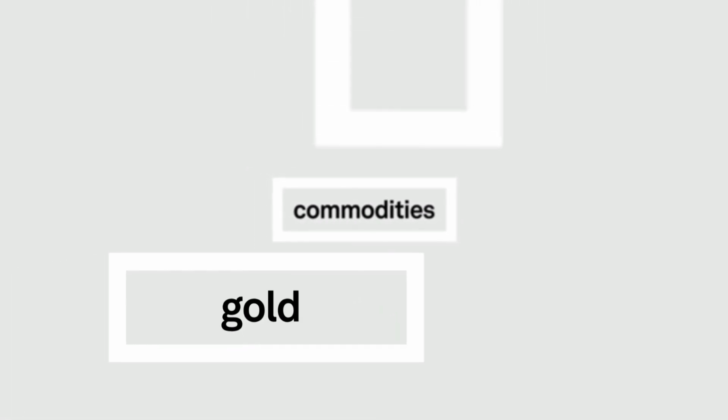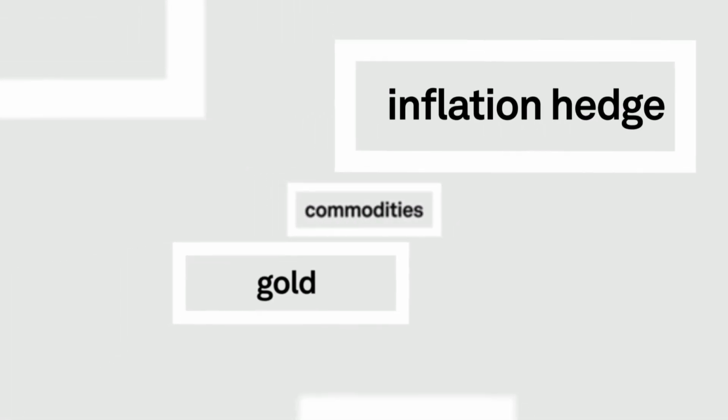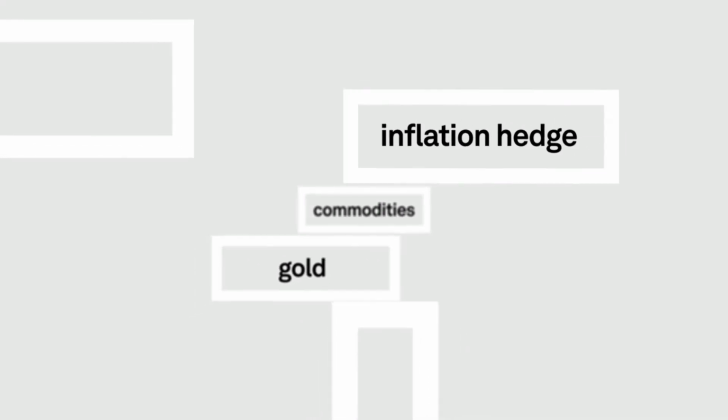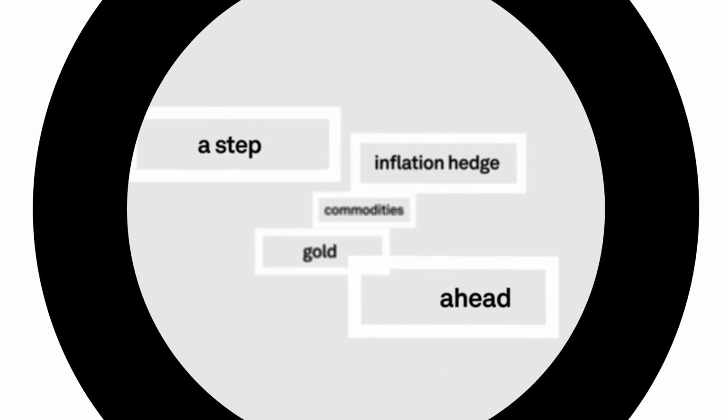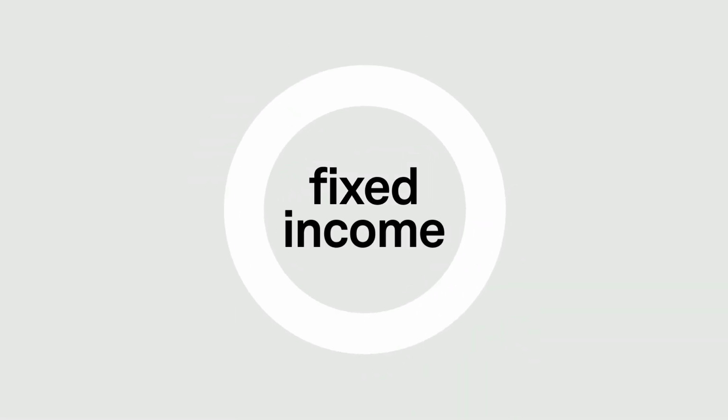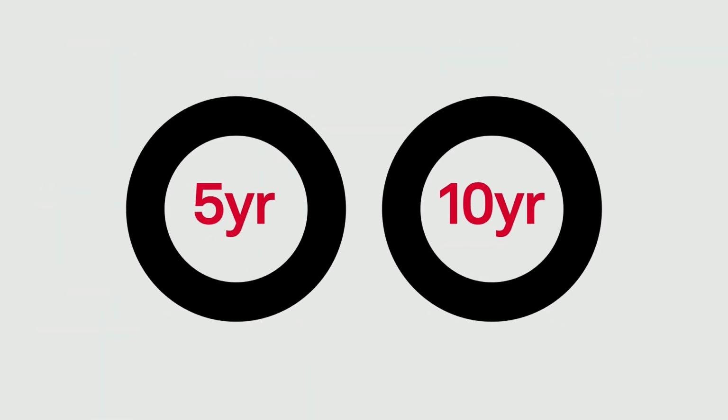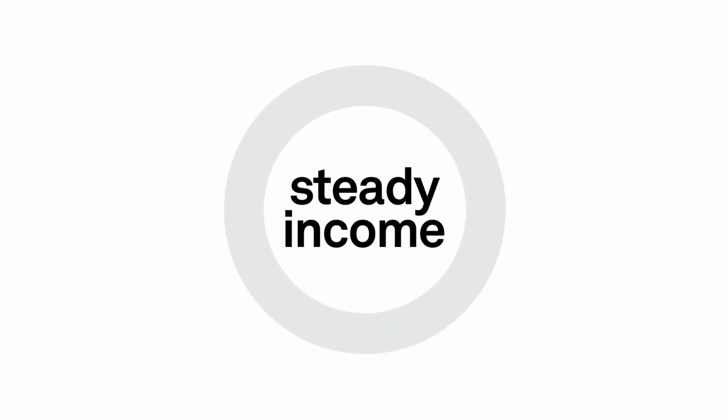We use the precious metal because it offers an inflation hedge, while also helping the index stay a step ahead of any potential dips in the equity market. The fixed income section of the S&P MAESTRO 5 is made up of 5- and 10-year U.S. Treasuries, because these are the bonds that investors often look to as a steady source of income.